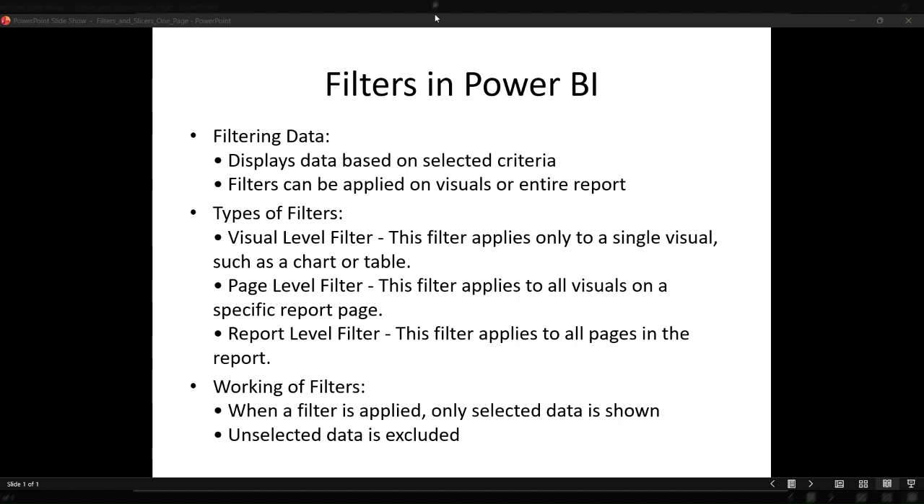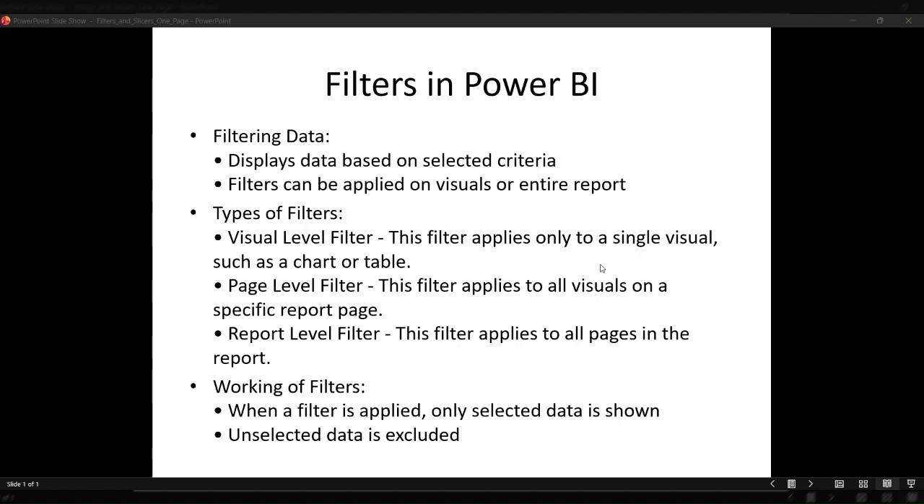Filters can be applied at different levels: on individual visuals, entire pages, or the complete report. Types of filters in Power BI. Power BI provides three main types of filters: visual level filter, page level filter, and report level filter. The visual level filter applies only to a single visual, such as a chart or a table. Other visuals on the same page remain unaffected.